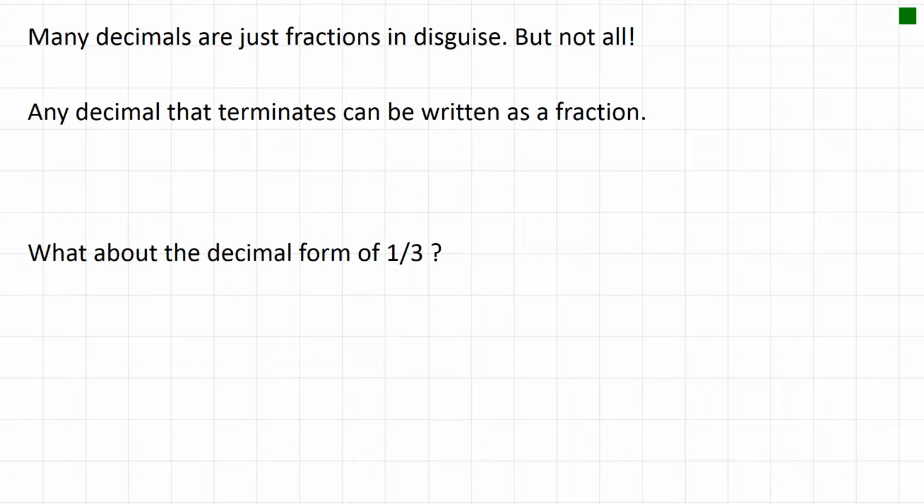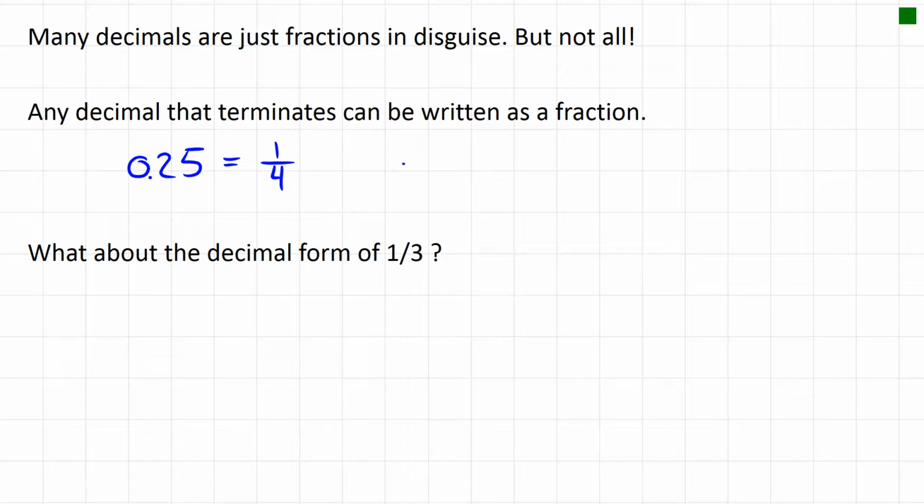So where do decimals fit into this? Well, decimals are just fractions in disguise, but not necessarily all of them. So let's go into this. Any decimal that terminates can be written as a fraction. Terminates just means ends. So for example, 0.25, that's equal to a quarter. So 0.25 is a rational number.